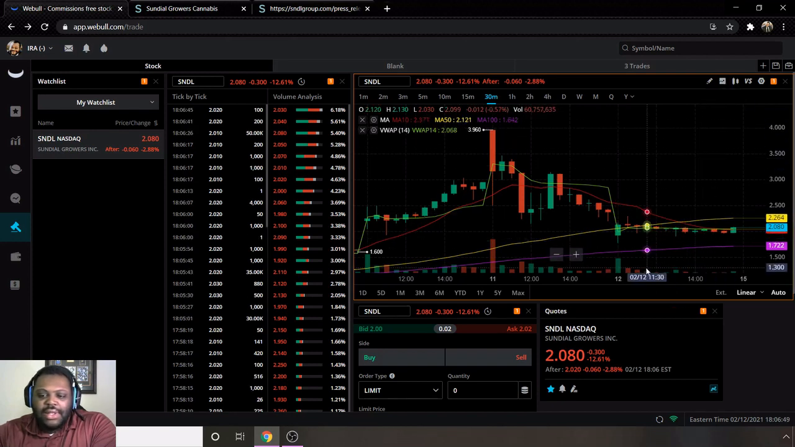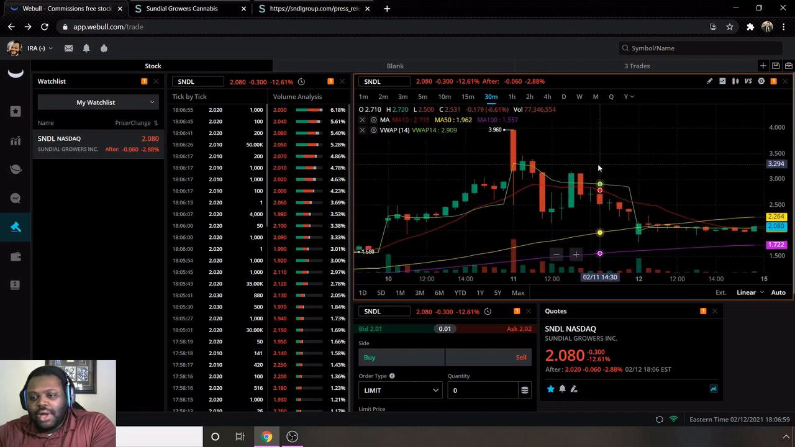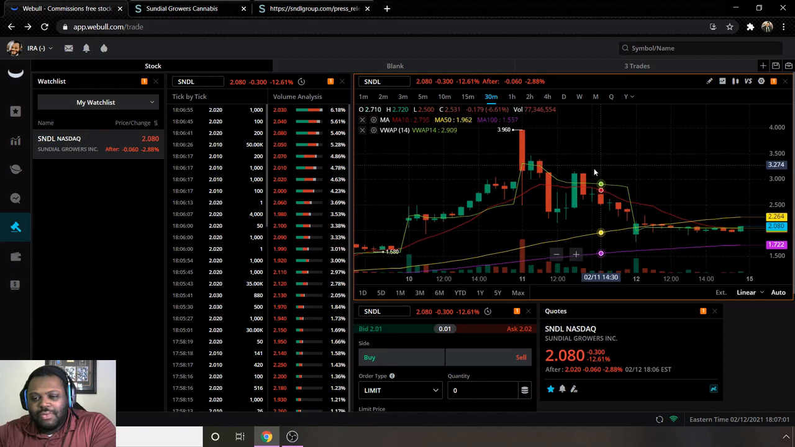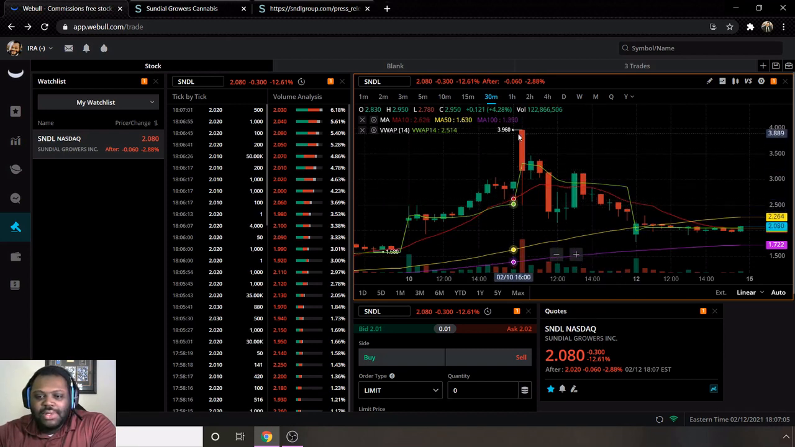They ended the week at $2.08. It looks like they're still going down. The market's still open, so it's going down 6 cents to end at 2.02. So overall, not too bad, not too much of a move from this one. It did have a spike up though to this 3.96 level for the week.